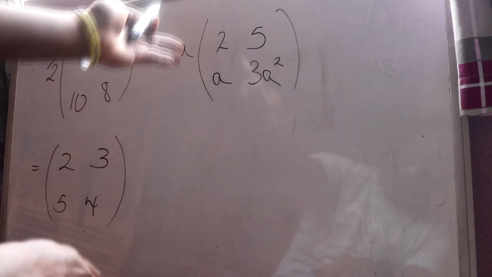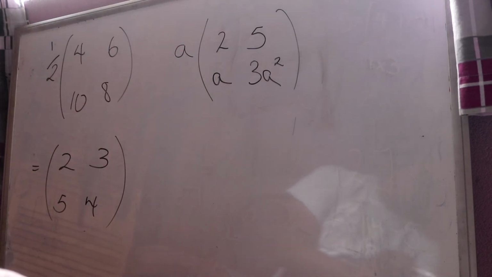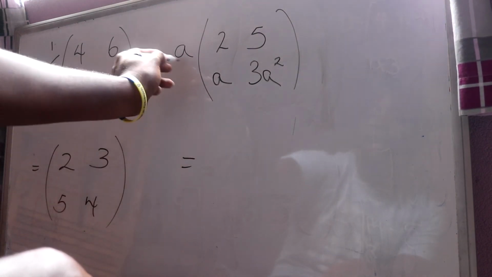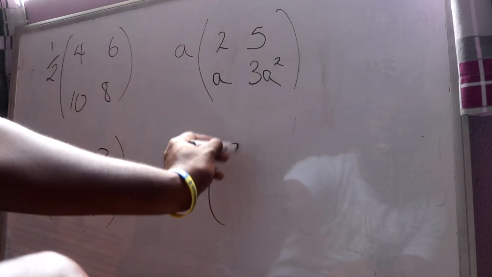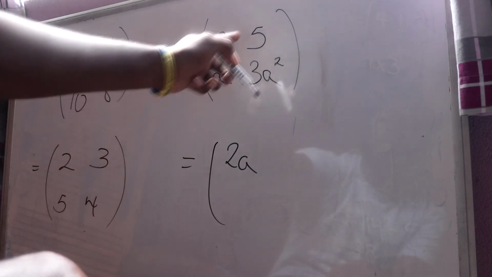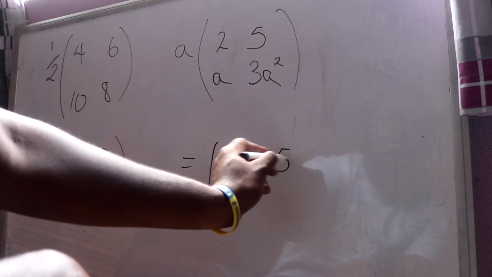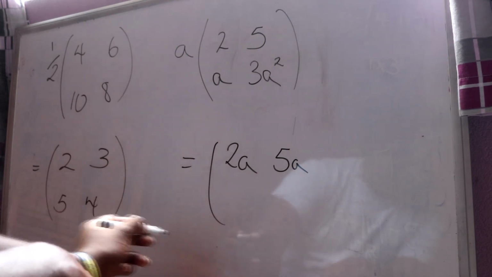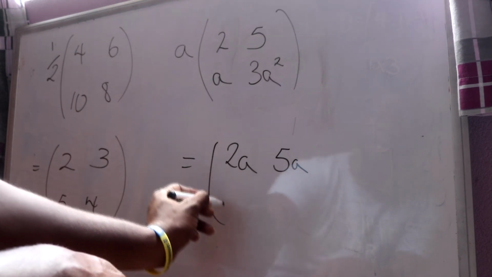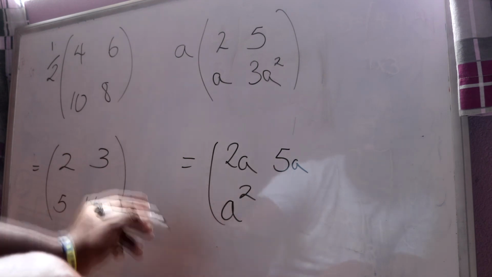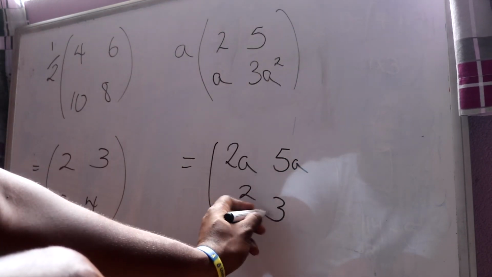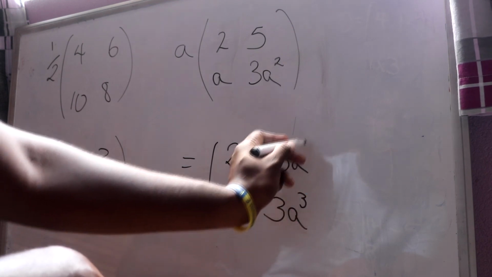Even when the scalar quantity is a variable, it still works. So you have a multiplied by 2, that will give you 2a. A multiplied by 5 will give you 5a. A multiplied by a will give you not a or 2a, it will give you a squared. And a multiplied by 3a squared will give you 3a cubed.